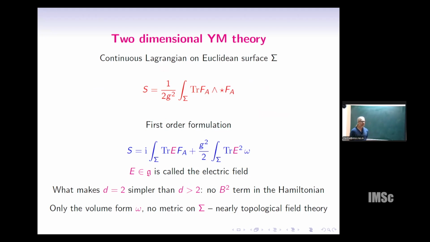We spoke a little bit about it in previous lectures, but let me just remind you. Of course, if you write the action of 2D Yang-Mills in the general form, it looks as scary as it is in 4 dimensions. But if you rewrite it in the first order formalism, you realize that this action actually depends on very few geometric structures on space-time, which is a two-dimensional surface.